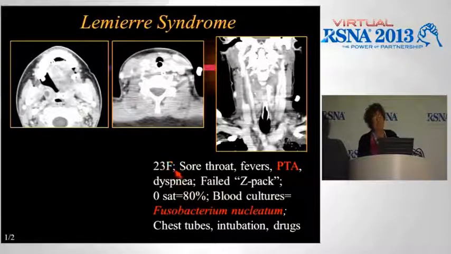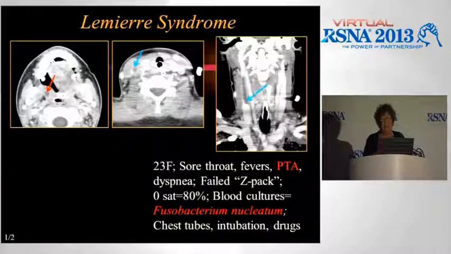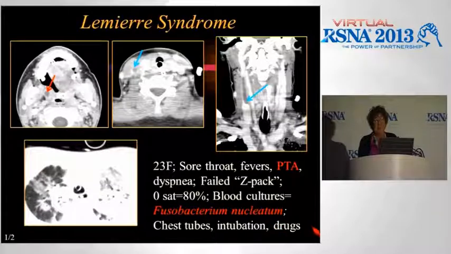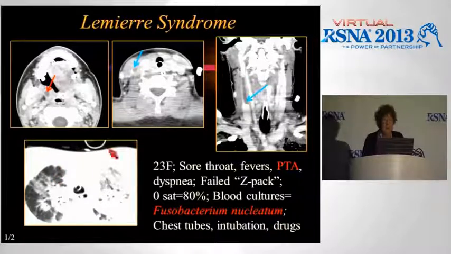So here's a 23-year-old female with sore throats, fevers, and peritonsillar abscess, who failed azithromycin pack twice and came in with O2 sats at 80. Blood cultures showed Fusobacterium nucleatum. Here you see thrombosis of the internal jugular vein, clotted between here and here, and she had chest tubes and was intubated and put on multiple drugs because this is what her chest CT looked like.